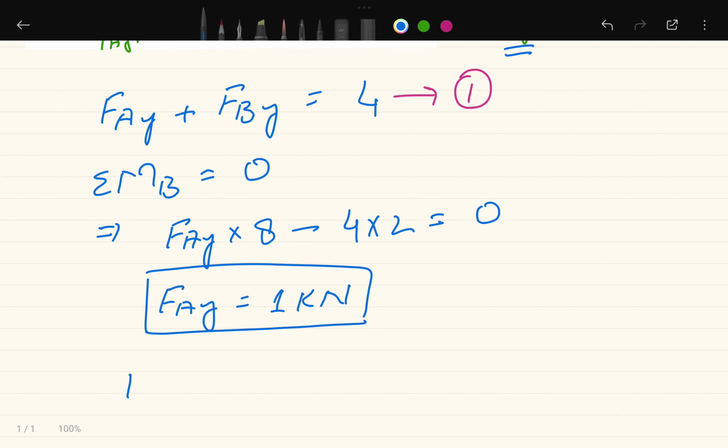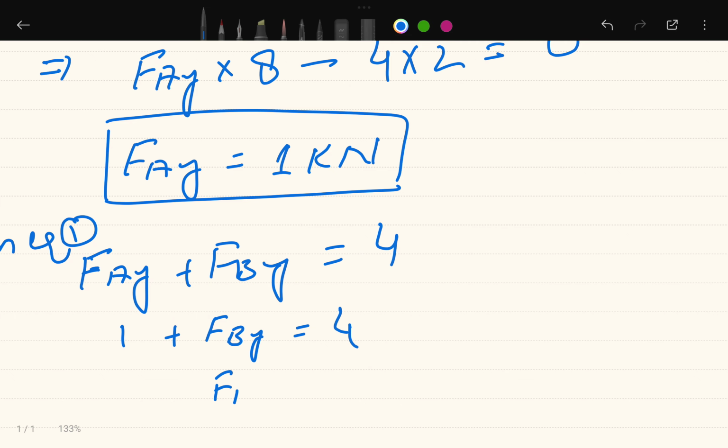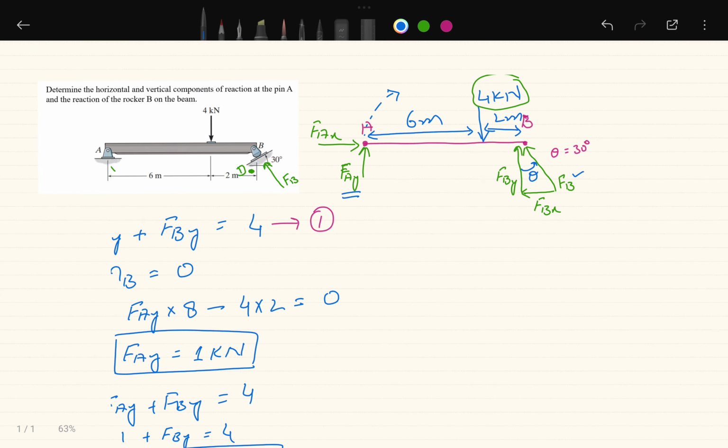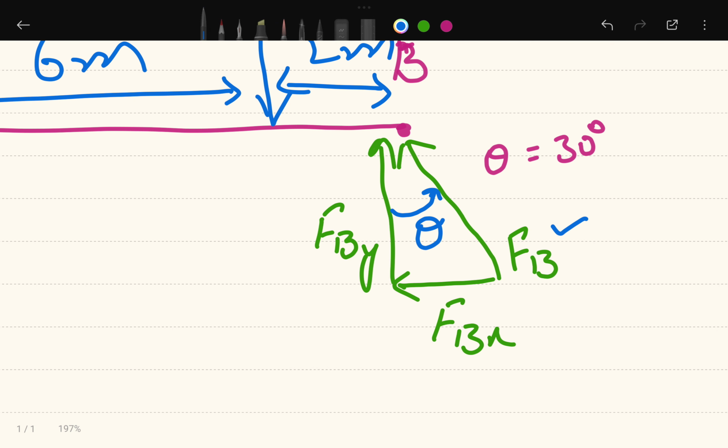FBY, let's see, from equation 1, so FAY plus FBY is equal to 4, and you can put the FAY to be 1 plus FBY is equal to 4, and your FBY becomes 4 minus 1, that is 3 kilonewton. So we found out our second force as well, and that is the vertical component right here. So we found this one.